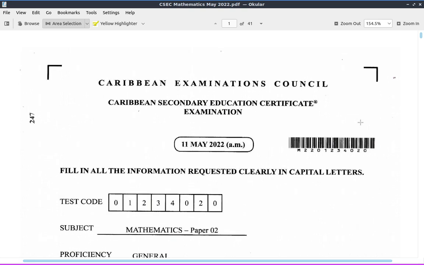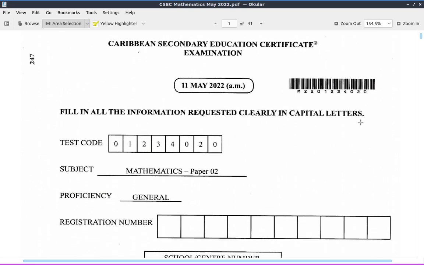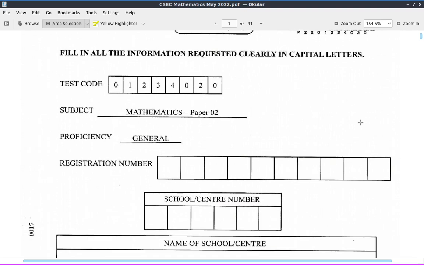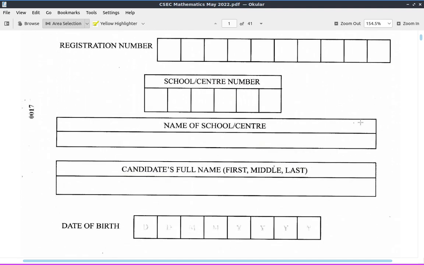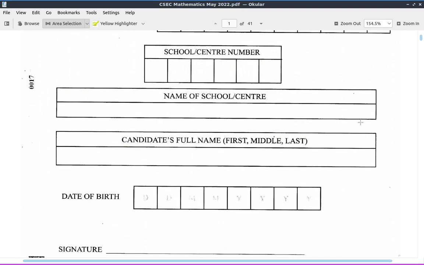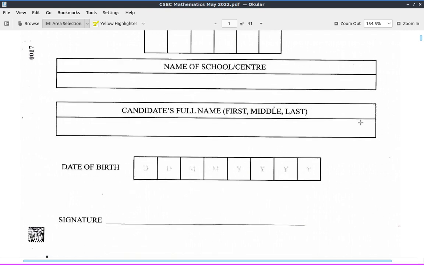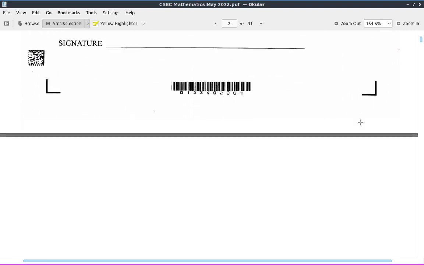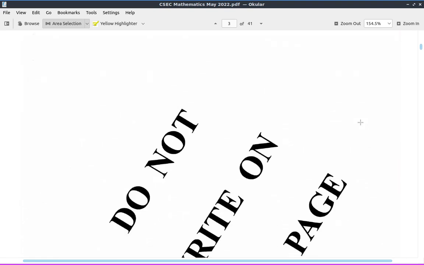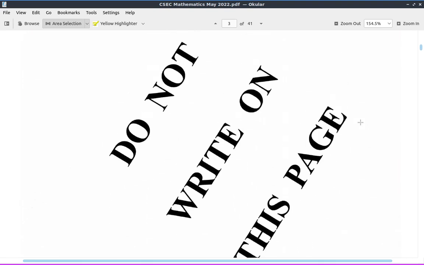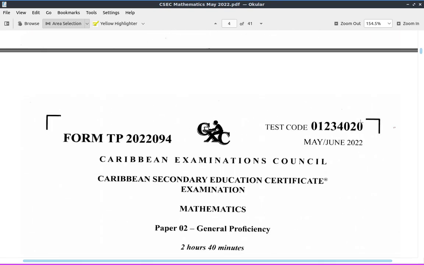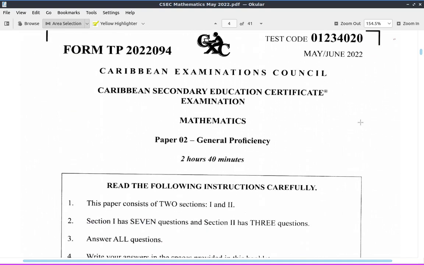Now, let's look at the paper here. This is a cover sheet with the registration number, your school center number, your name of school center. Right? You have to fill those out. You have a blank page here. Another blank page. Do not write on this page. Alright, then we have the instructions.